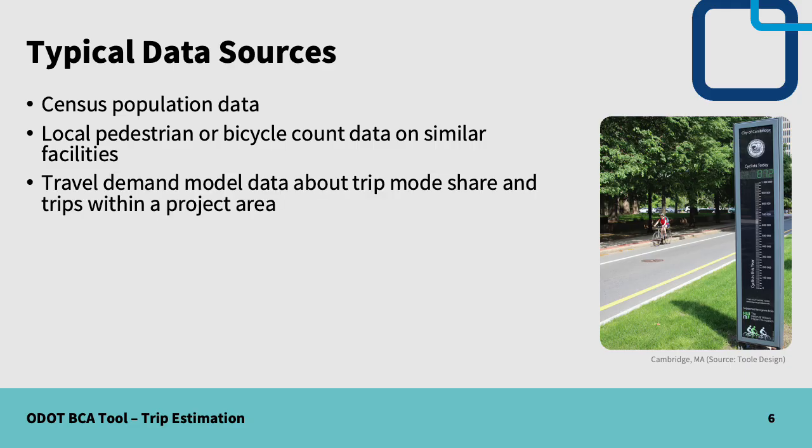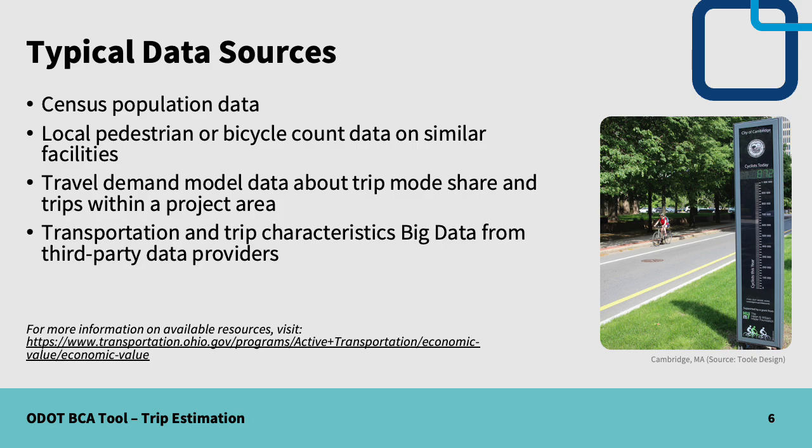Your local metropolitan planning organization or other regional agency likely has a travel demand model that includes trip mode share and trip lengths within the project data. Big data sources may also be useful for estimating the number of people who will use the proposed project by providing estimated trip lengths and volumes based on aggregated cell phone usage data. Large-scale emerging data sources are becoming more common in transportation planning analysis.